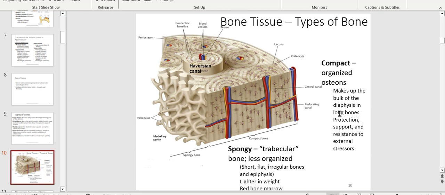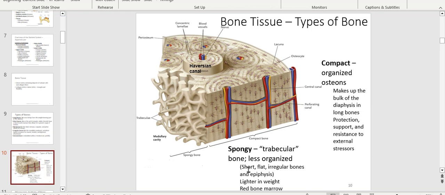Compact bone makes up the bulk of the diaphysis of long bones, providing protection, support, and resistance to external stressors. On the inside, in the marrow portion, we have spongy bone, aka trabecular bone. It's less organized, and you can see it's clearly different from compact bone. There are no spaces anywhere in compact bone, but the spongy bone, absolutely.